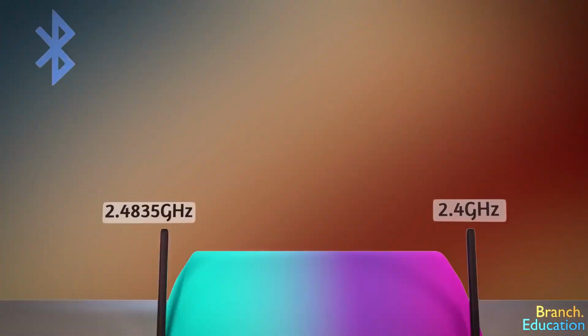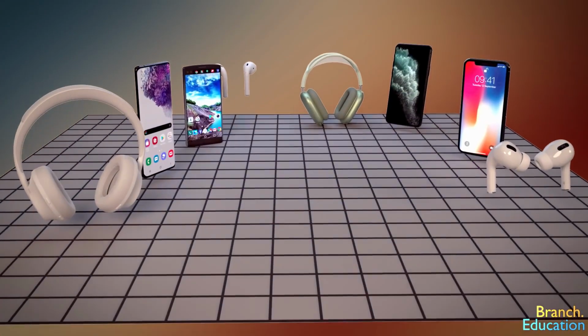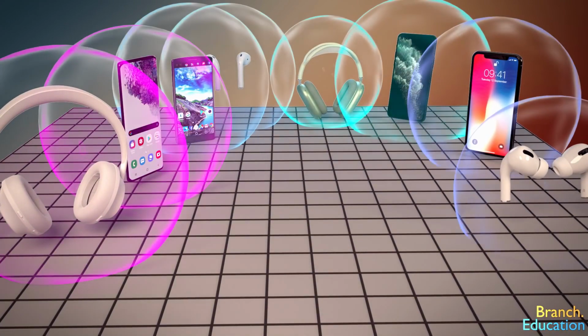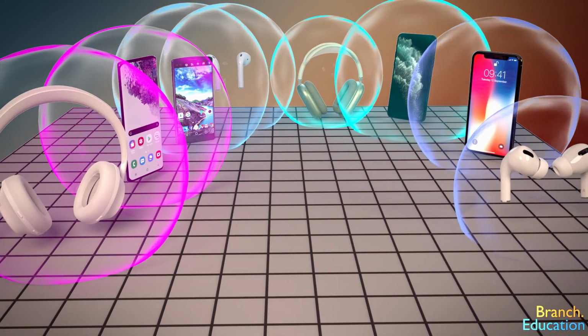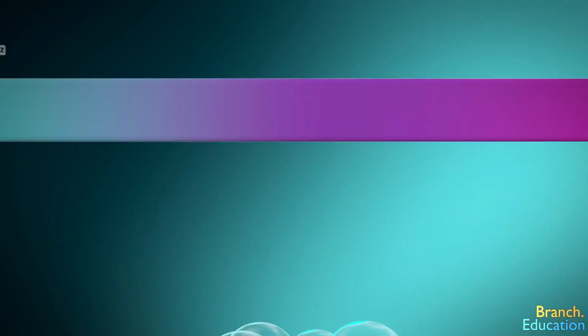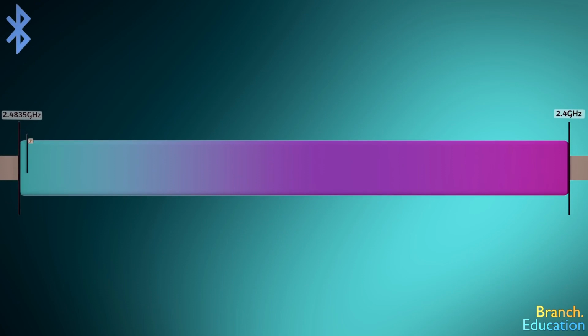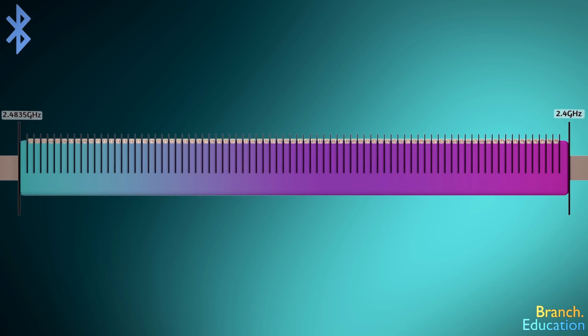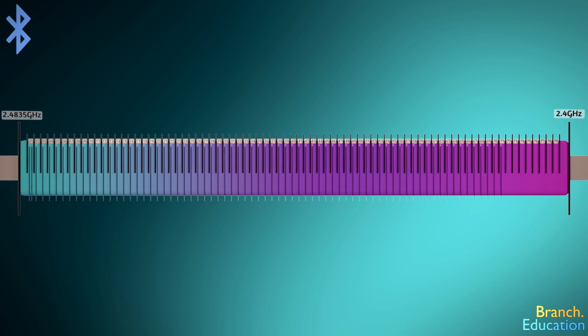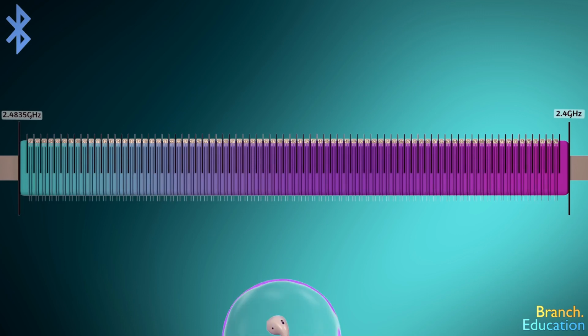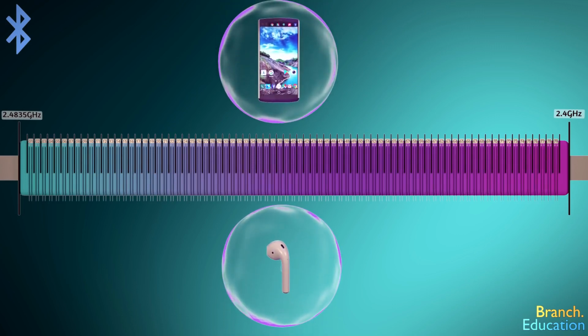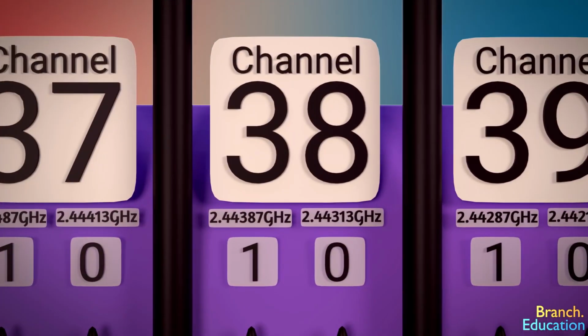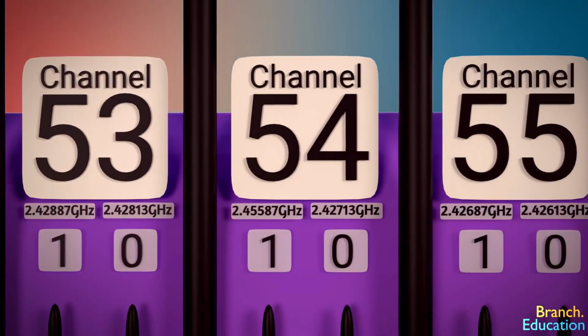Now, at any given time, there might be dozens of people using Bluetooth devices at the same time in the same room. To accommodate so many users, this section of the electromagnetic spectrum is broken up into 79 different sections or channels, with each channel having a specific wavelength for a 1 and another for a 0. And at any given moment, your smartphone and earbuds communicate across just one of these channels. For example, these are the frequencies for a 1 and a 0 in channel 38. Whereas these are the frequencies for channel 54.